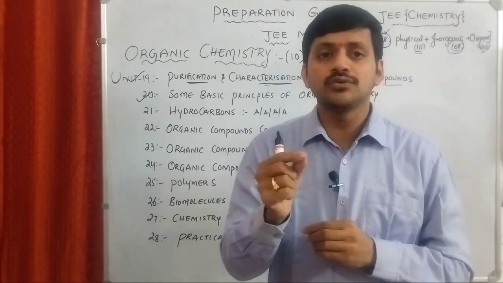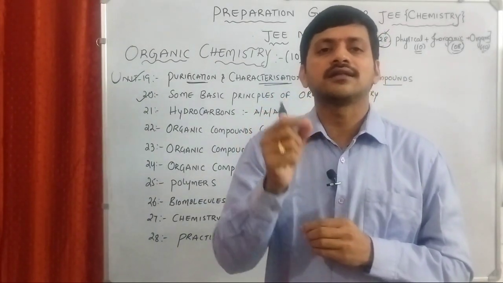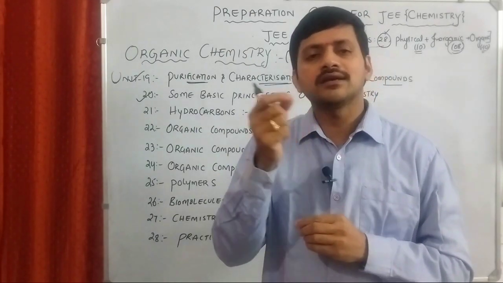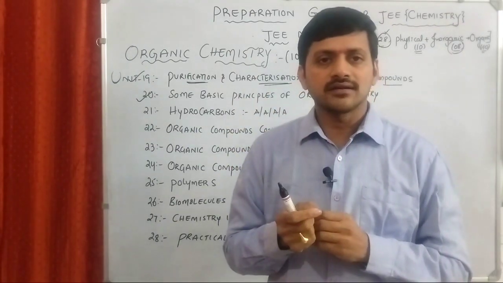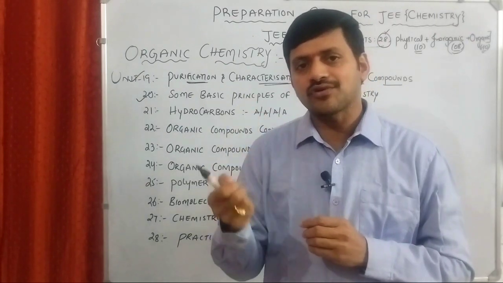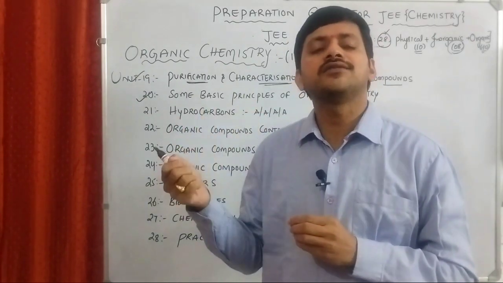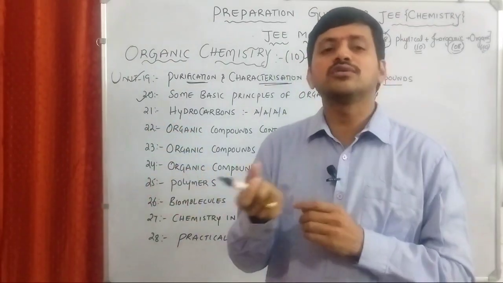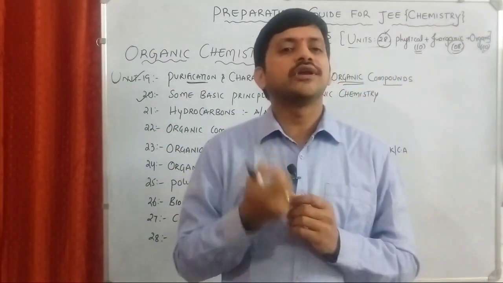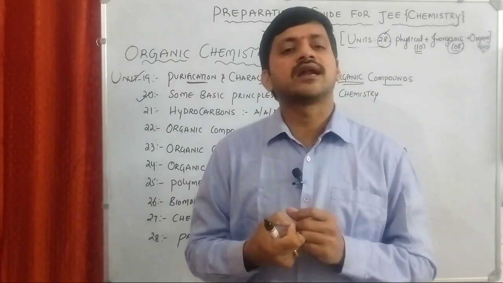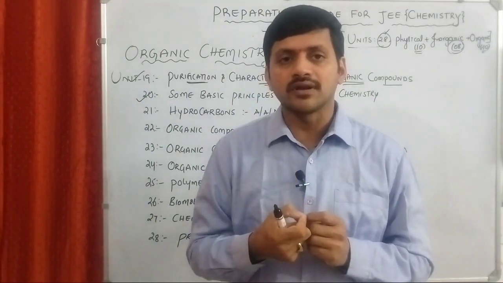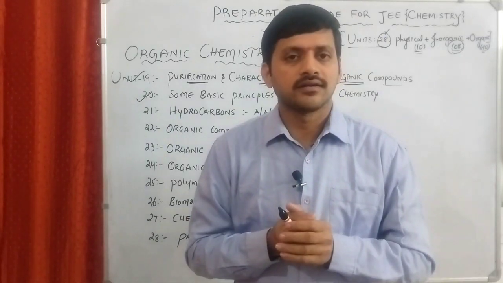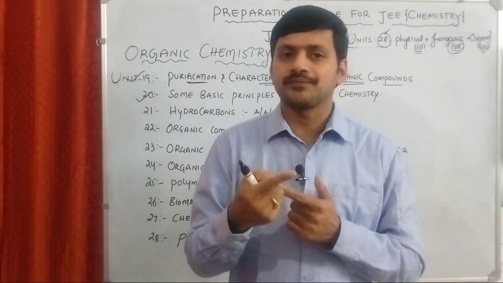But what should you do? You need to understand the equations. How can we prepare the Lassaigne extract? From the Lassaigne extract, how do we identify the presence of nitrogen, sulfur and the halogens? We all know that Prussian blue color appears whenever the nitrogen atom is present in the organic compound. You need to understand the formula of that Prussian blue color. In that way you need to prepare.